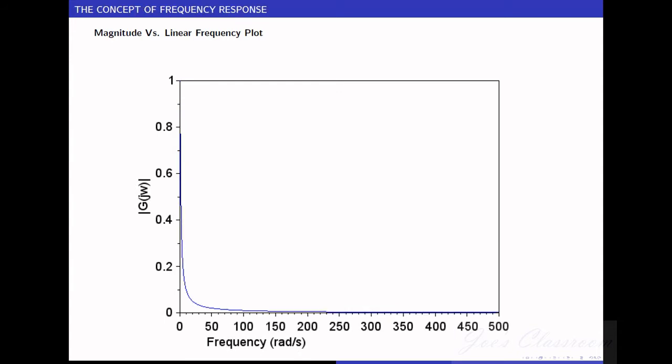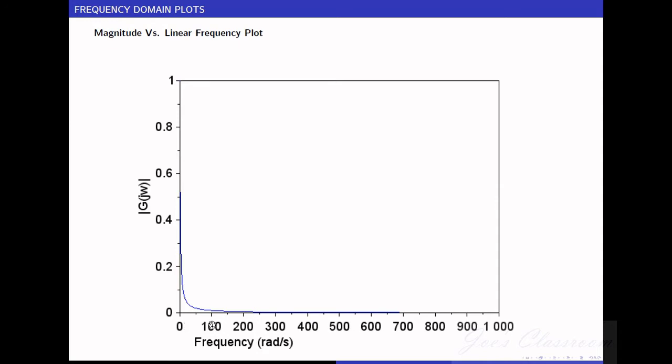What if I increase the frequency range from 200 to 500? Again, you see the variation at the low frequency range I am not able to visualize. What if I increase the frequency further to 1000 radians per second? Then again, I'm almost not able to visualize the variation in the gain at the low frequency range. So this is the problem. So how can I overcome it?